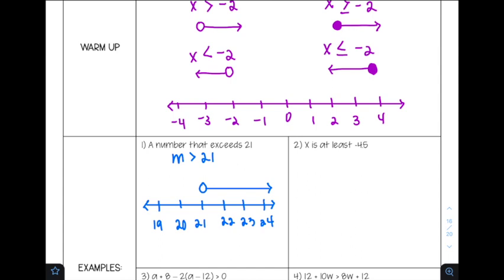And again, your arrow doesn't have to be all the way at the end, but it should be long enough where you can tell what values are going to be covered, which direction, and the arrow indicates that it keeps going on and on in that direction.